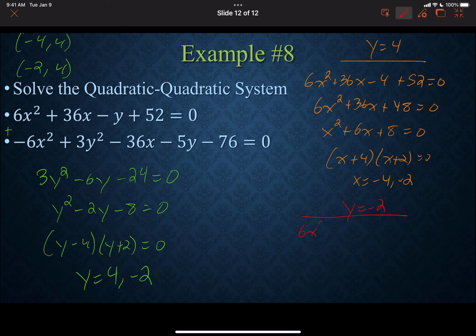So lastly, we have our negative 2 answer for y to plug in. So we'd have 6x squared plus 36x plus 2, because it's minus a negative 2. That yields 6x squared plus 36x plus 54. Dividing everything by 6, x squared plus 6x plus 9. This is why it's only 3 solutions, because that's a double root equation. x squared plus 6x plus 9 is x plus 3 squared, yielding just x equals negative 3. So our third answer is going to be the negative 3 comma negative 2.